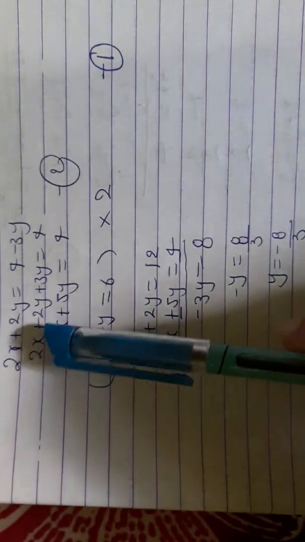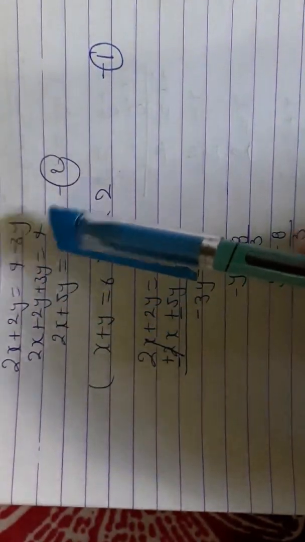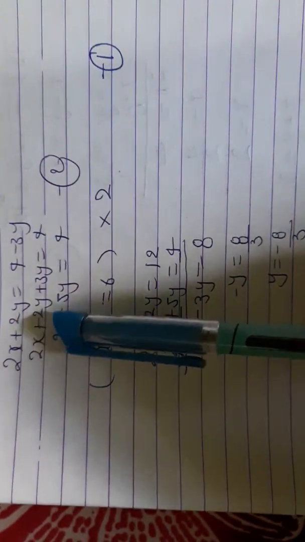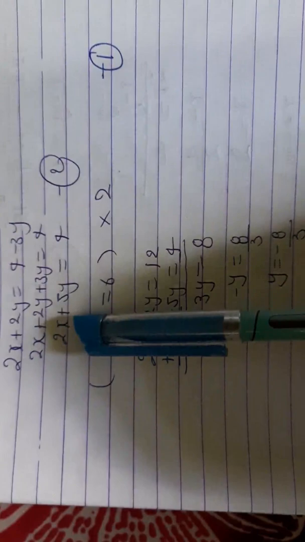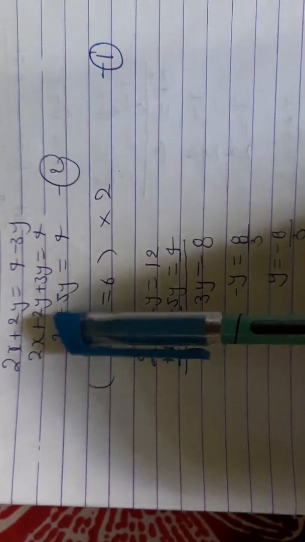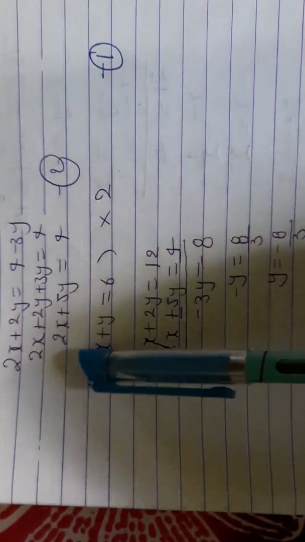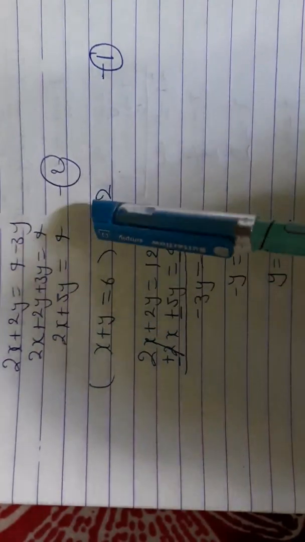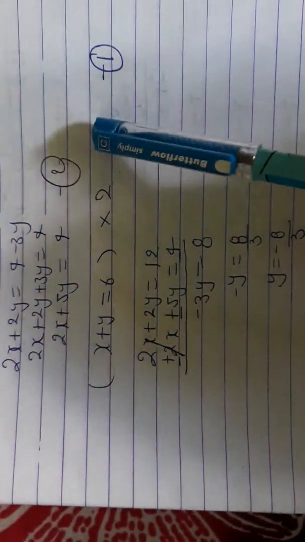So 2x plus 2y is equal to 4 minus 3y. So 2x plus 2y, minus 3y goes to the left-hand side, then the sign will be changed. So 2y plus 3y is equal to 5y. So 2x plus 5y is equal to 4. This is our second equation.